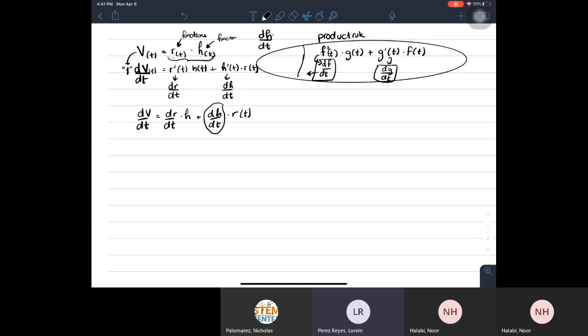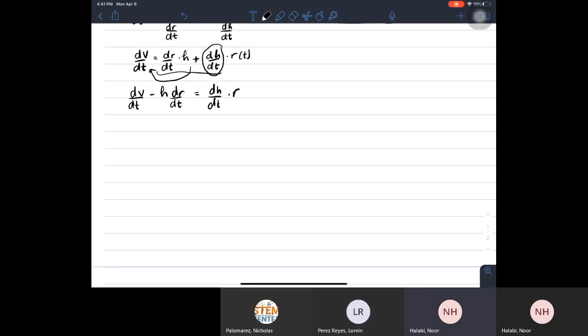Well, wouldn't you... I'm not really sure. There's a plus here, right? So basically I can move it to that side and subtract it. So it's going to be dv over dt minus h dr over dt is equal to dh over dt times r. Again, we still have that times r that we need to get rid of, so we divide by r. So now we end up with dh over dt is equal to dv over dt minus h dr over dt, all over r. And this is it.